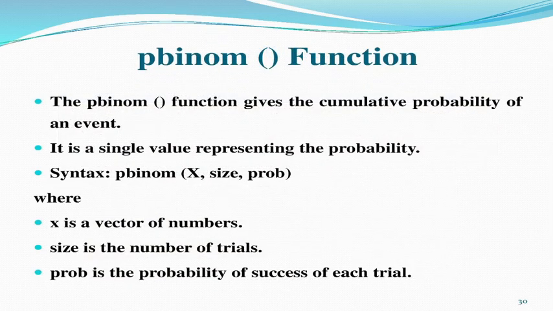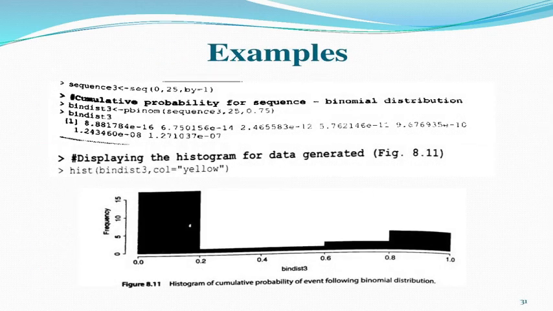The pbinom function gives the cumulative probability of an event. It is a single value representing the probability. Syntax: pbinom(x, size, prob), where x is a vector of numbers, size is the number of trials, prob is the probability of success of each trial. A sequence is generated using the sequence function. The pbinom function calculates cumulative probability for the sequence following binomial distribution having 25 trials and probability 0.75, and the hist function plots a chart for the same in yellow color.